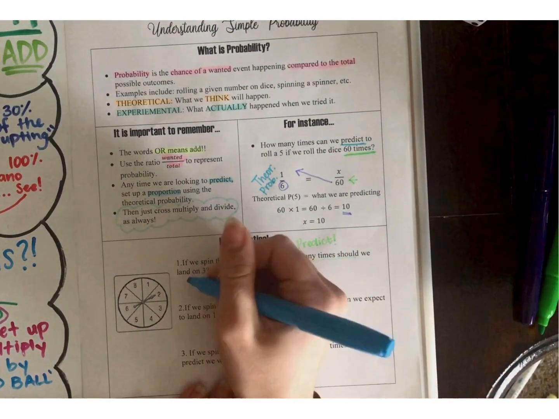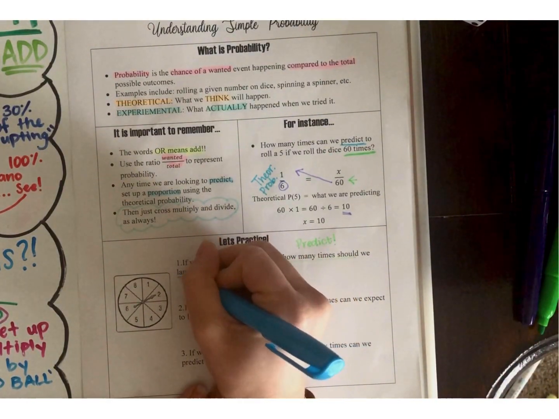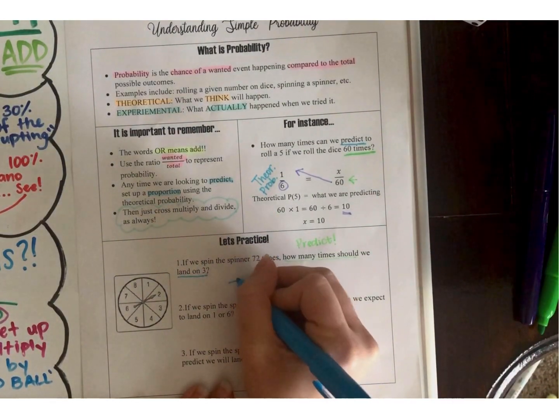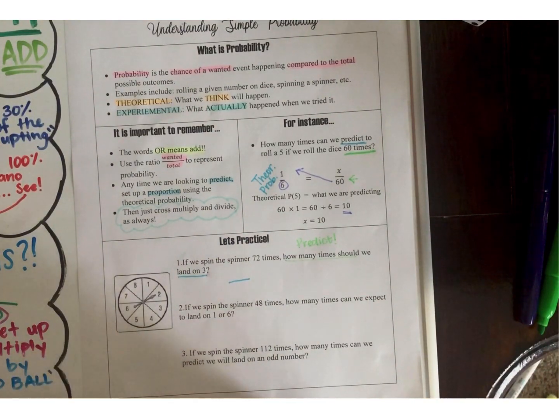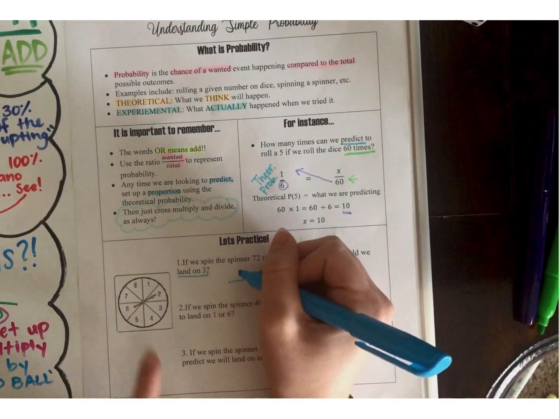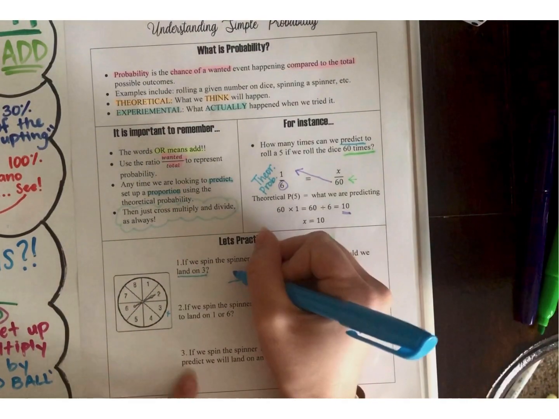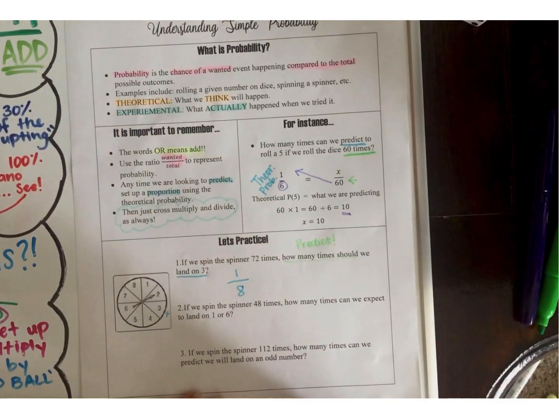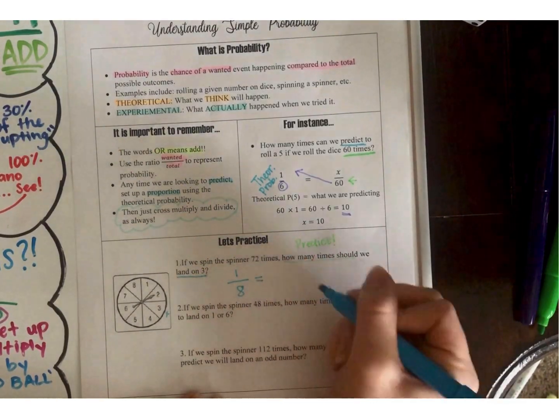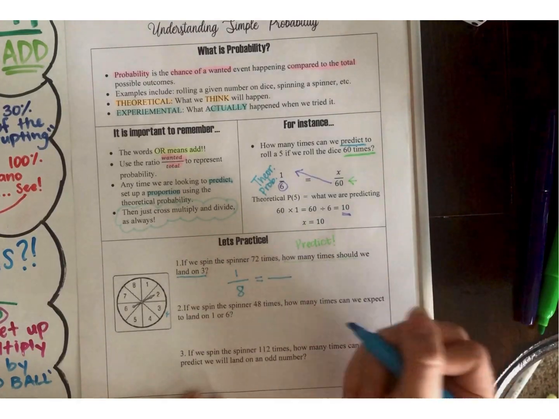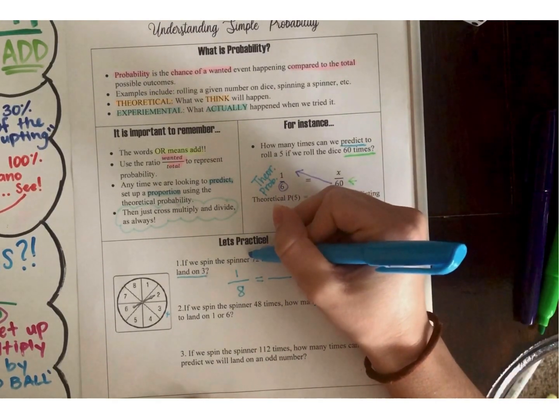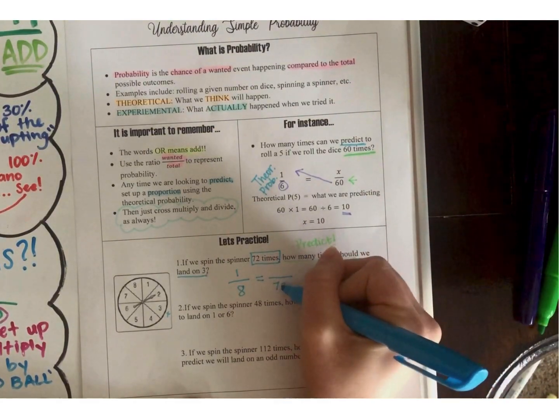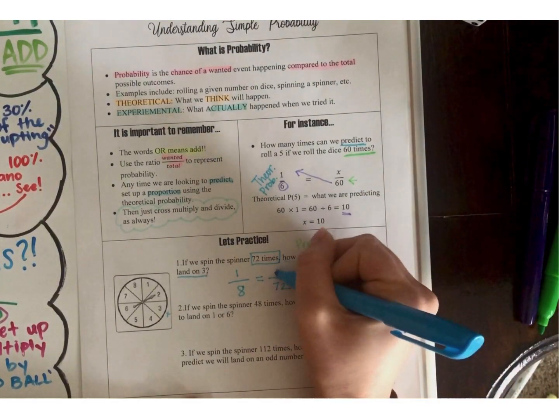We also know that we're looking for the theoretical probability of landing on 3, so let's start there. What is our theoretical probability of landing on a 3 on this spinner? We have 1, 3 out of a total of 8 sections, okay? Then we are going to set that equal to, we are spinning the spinner a total of 72 times. That is our total, so it goes on the bottom, and x is going to fill in our last spot.